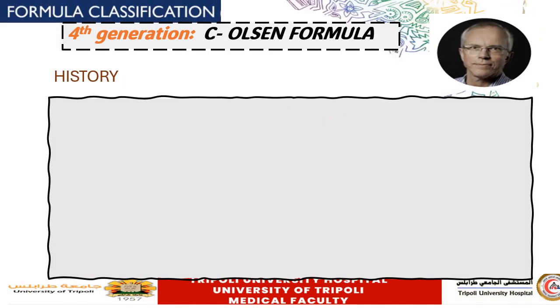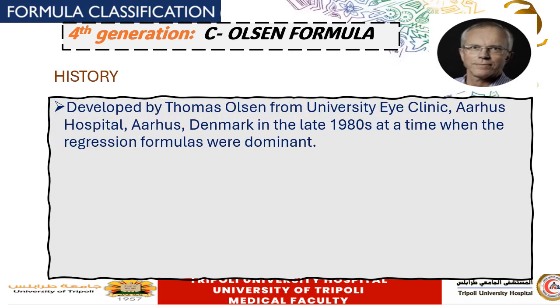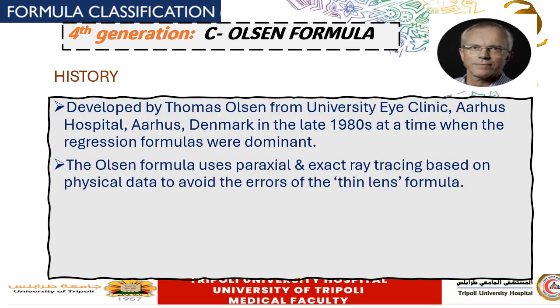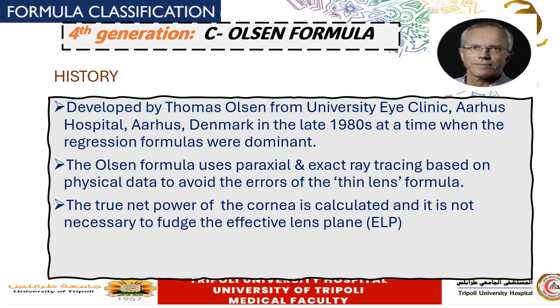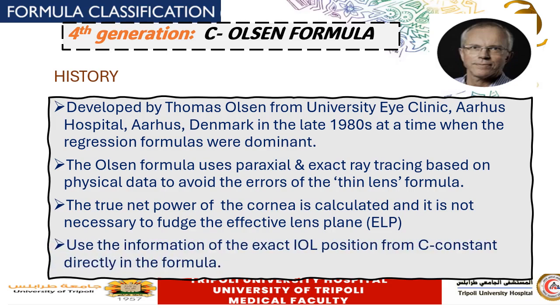The third type of the fourth generation formula is the Olsen formula, and some doctors prefer to put it in the fifth generation because it adopts a new principle of estimating the effective lens position using the ray tracing theory. By adopting the ray tracing theory, it deals with the eye as a thick lens, and it takes into consideration all the rays that pass through the cornea and converge inside the eye.